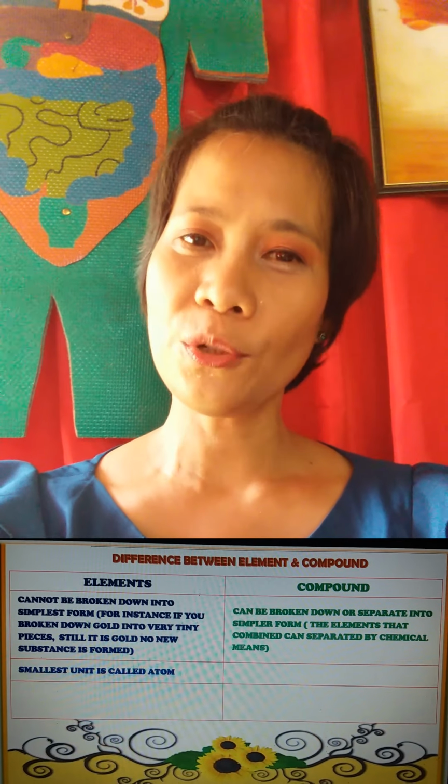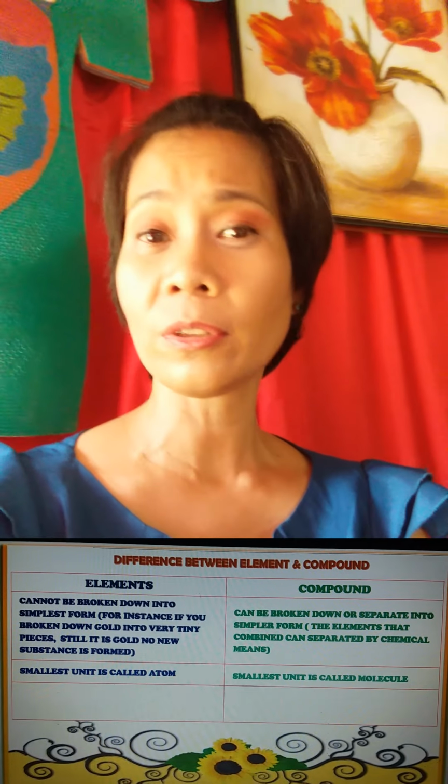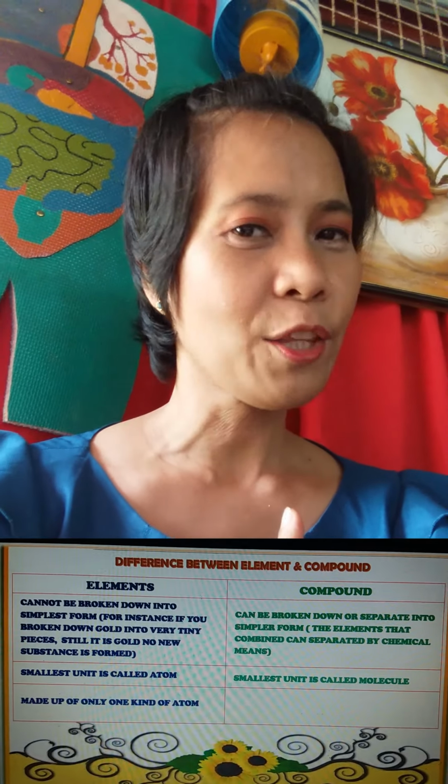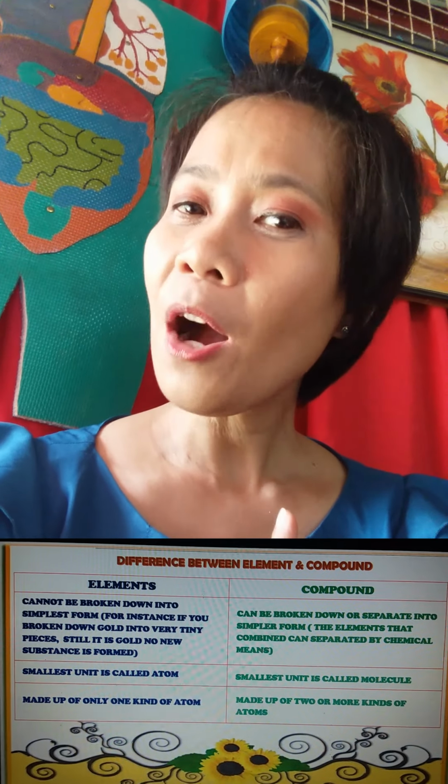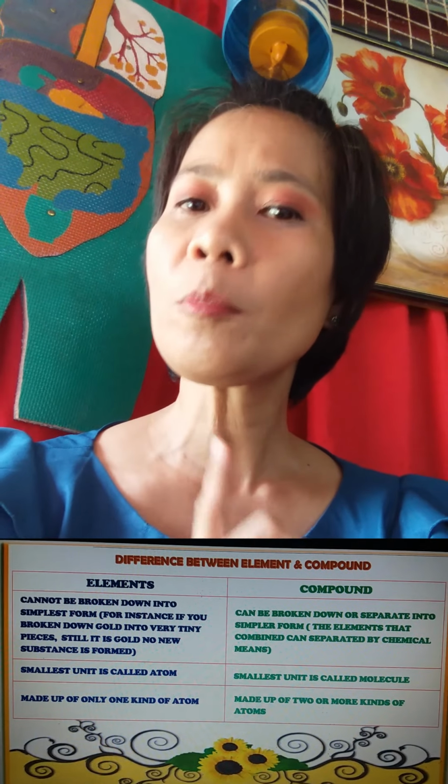The smallest unit of an element is called an atom, while the smallest unit of a compound is called a molecule. An element is made up of only one kind of atom, while a compound is made up of two or more kinds of atoms. Did you get it? Let's move on.